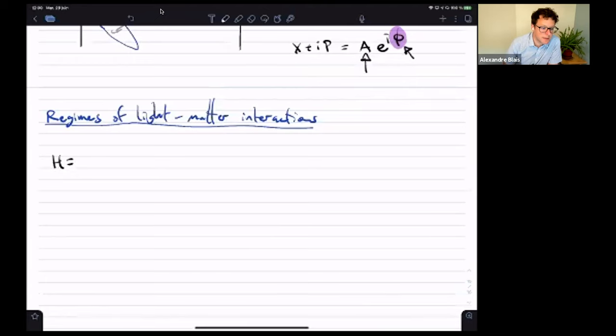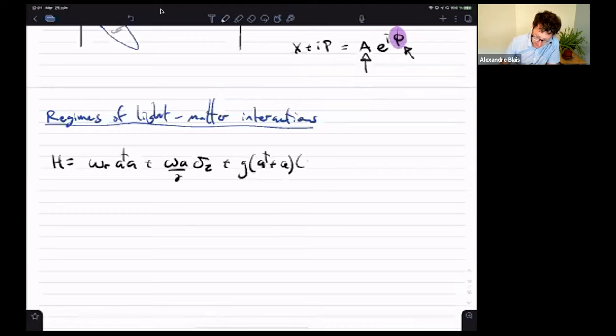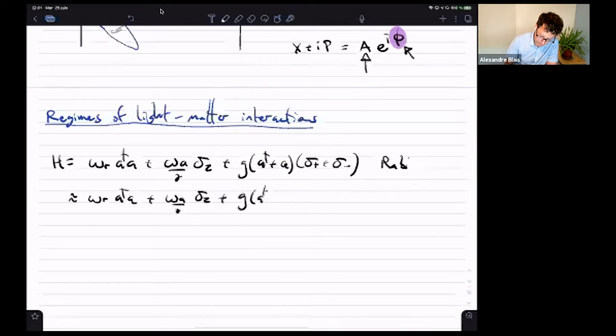Let's go back to basics. So what Jens told you was that the Hamiltonian describing light matter interaction is something of the following form. Maybe you wrote this last bit as a sigma x, and that's called the Rabi Hamiltonian. And then he told you that you can do a rotating wave approximation, drop terms such as a dagger sigma plus or a sigma minus that rotate fast. You can obtain a simplification of this Hamiltonian, which is the Jaynes-Cummings Hamiltonian.